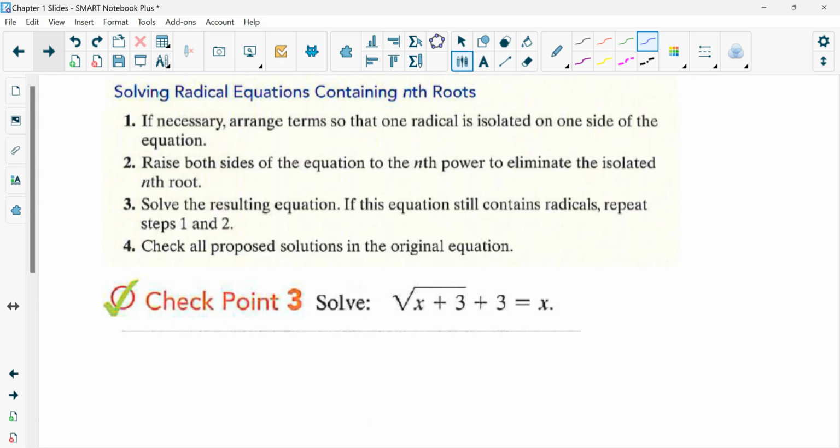All right, so here's our checkpoint 3. Again, our steps are above, but we're going to be solving the square root of x plus 3, plus 3 outside of that, equals x.